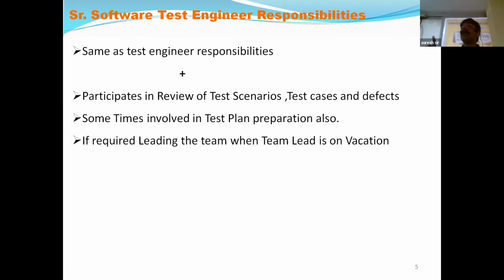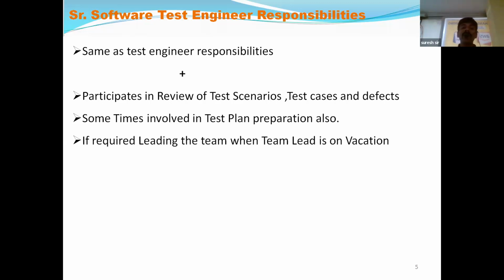Along with that, you need to take care of an extra activity, which is reviews. The senior tester needs to be involved in reviewing scenarios and test cases, and even bug reviews, as part of the project. You need to do different types of reviews.